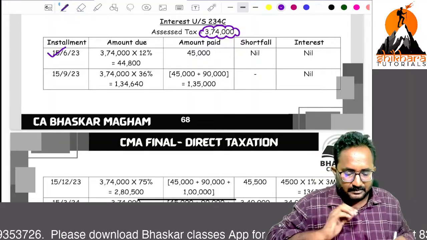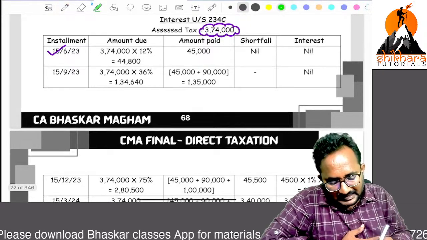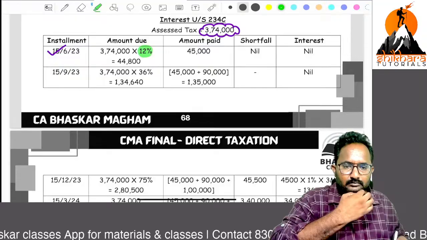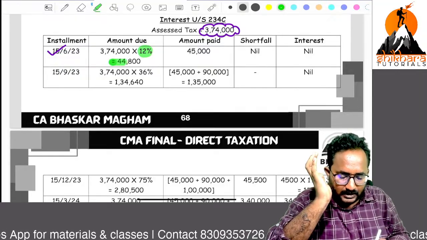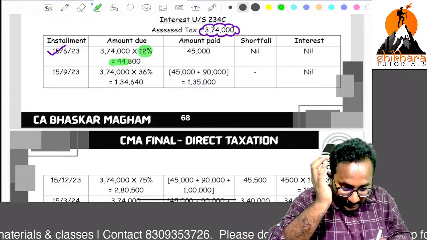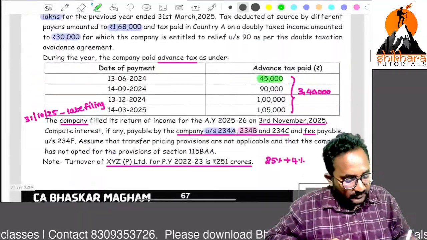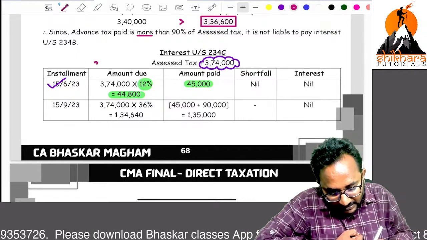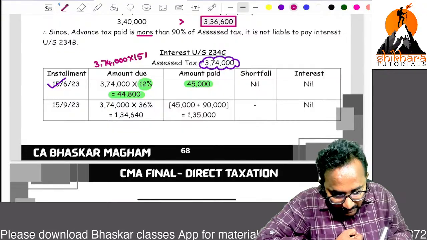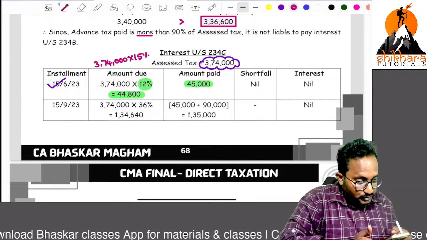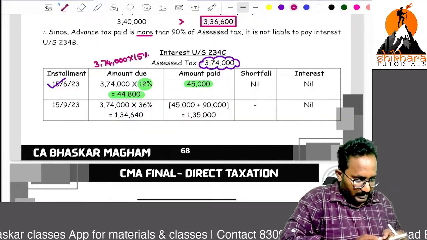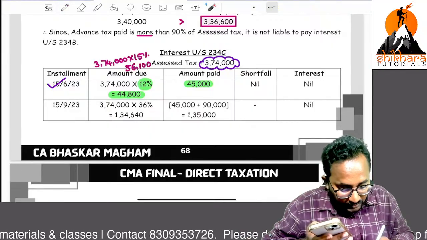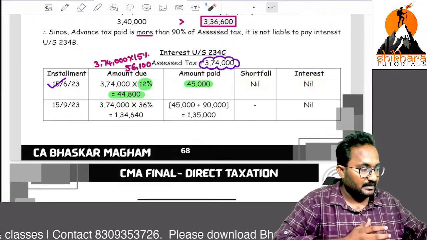Now, first installment, out of 3,74,000, they are expecting just 12%, okay. 12% means that is 44,800 you are going to pay. You are required to pay 44,800. But upon this day, what we paid, 45,000. Can you tell me, is there a short payment now? No, no short payment. Sir, please calculate 15%, 3,74,000 into 15%. Definitely you will get a shortfall. But you should know the relaxation at the time of doing that exam. 3,74,000 into 15% is 56,100. If you don't know this exception, you will compute a shortfall and calculate interest. That is a conceptual mistake.